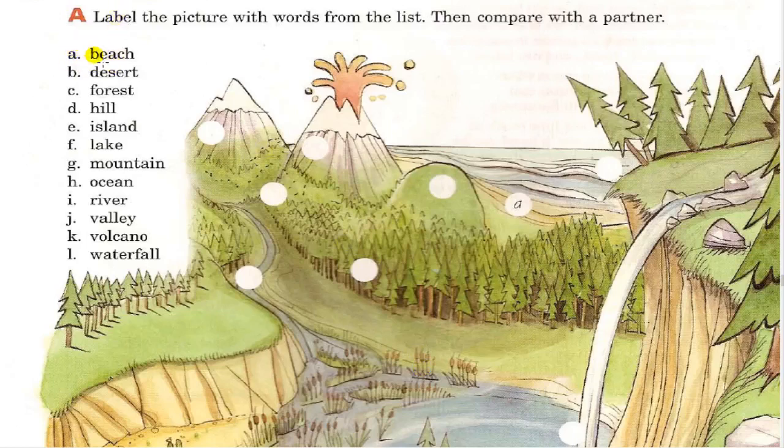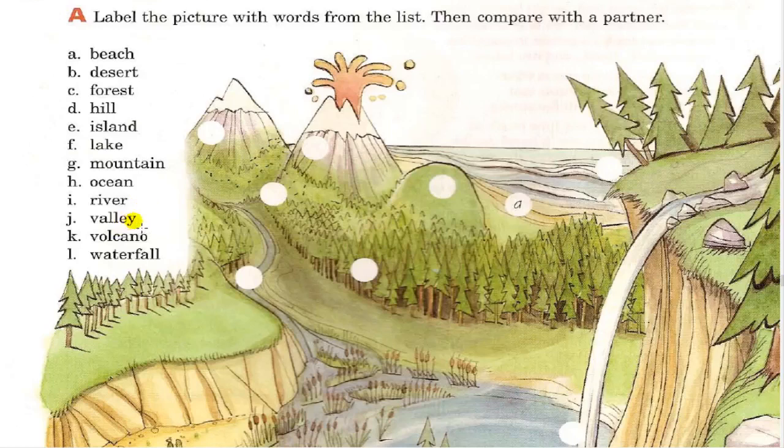The words: A, beach, desert, forest: land that has a lot of trees, hill: less than 1,000 meters high, island: land surrounded by water, lake like Nasser Lake, mountain. Mountain is higher than hill. Mountain is more than 1,000 meters high. Ocean, Atlantic Ocean. River, like the Nile, the Mississippi, the Amazon River.